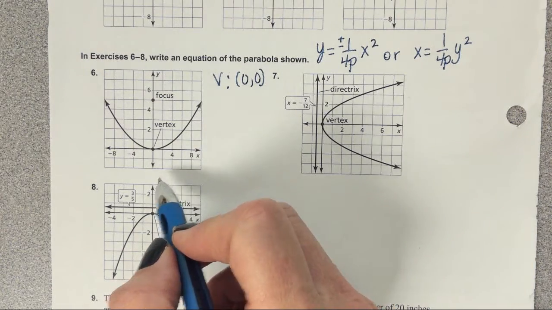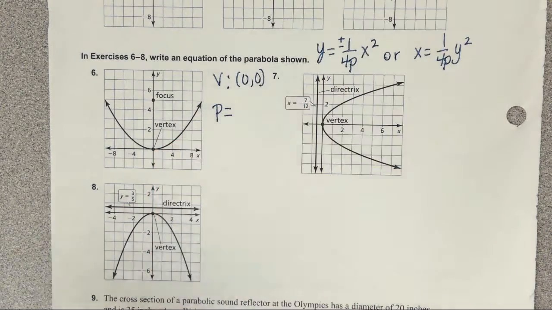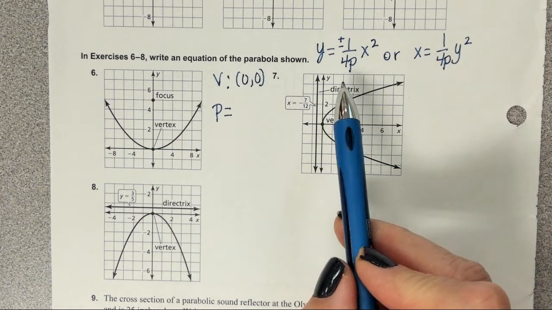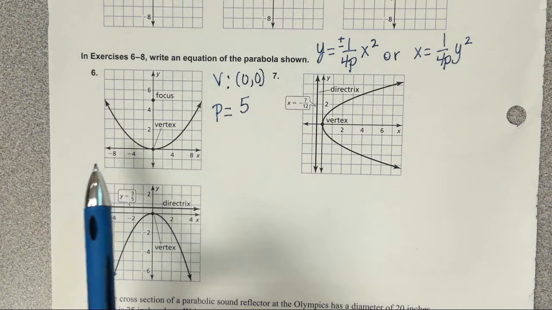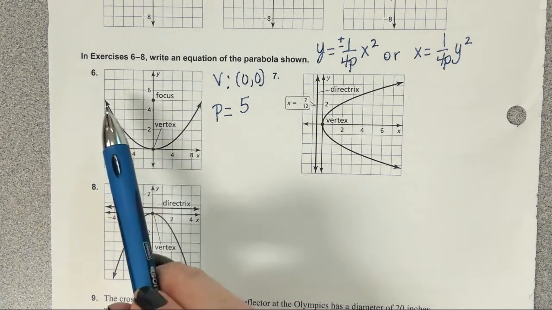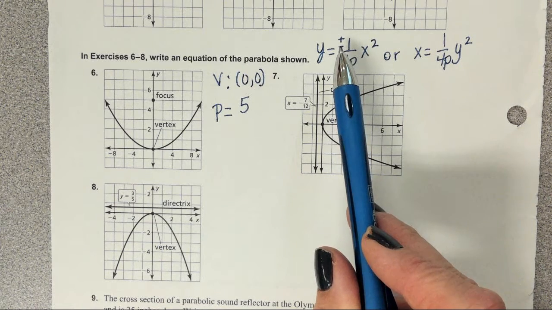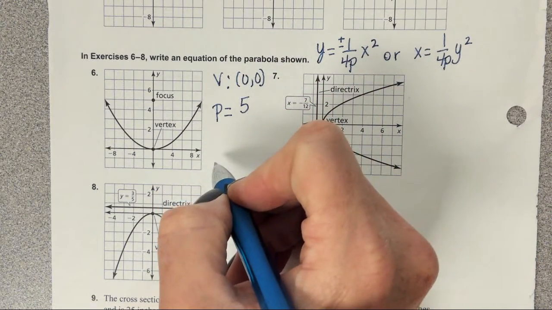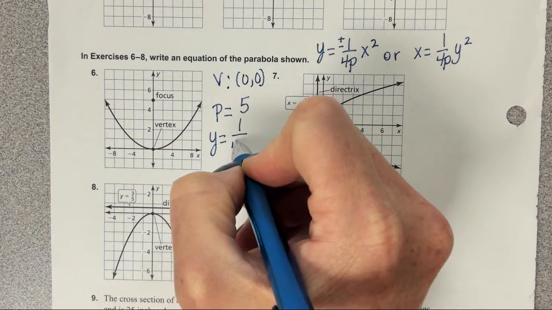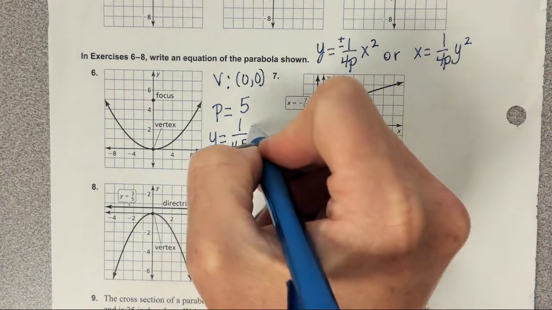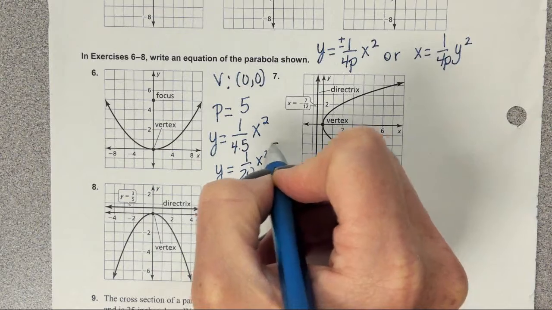So back to this problem, we have the vertex. Now we need to look and see what our p-value is, because the p-value is needed for the formula. So let's see, what is our p-value? Right. Since this parabola is opening up, I'm going to have to use this formula here, and I'm going to have to use the positive because it's opening up. So now it's just a matter of plugging everything in. So I'm going to have y equals 1 over 4 times 5 x squared. So y equals 1 over 20 x squared.